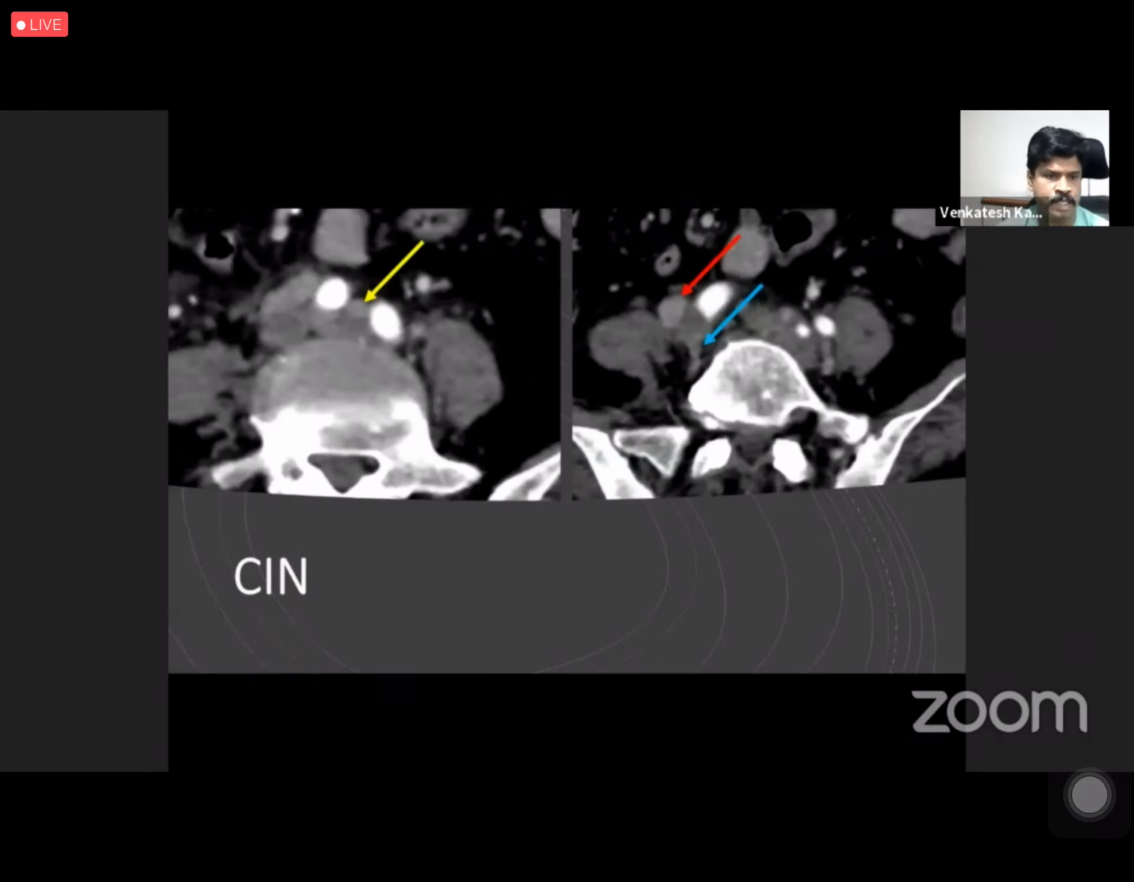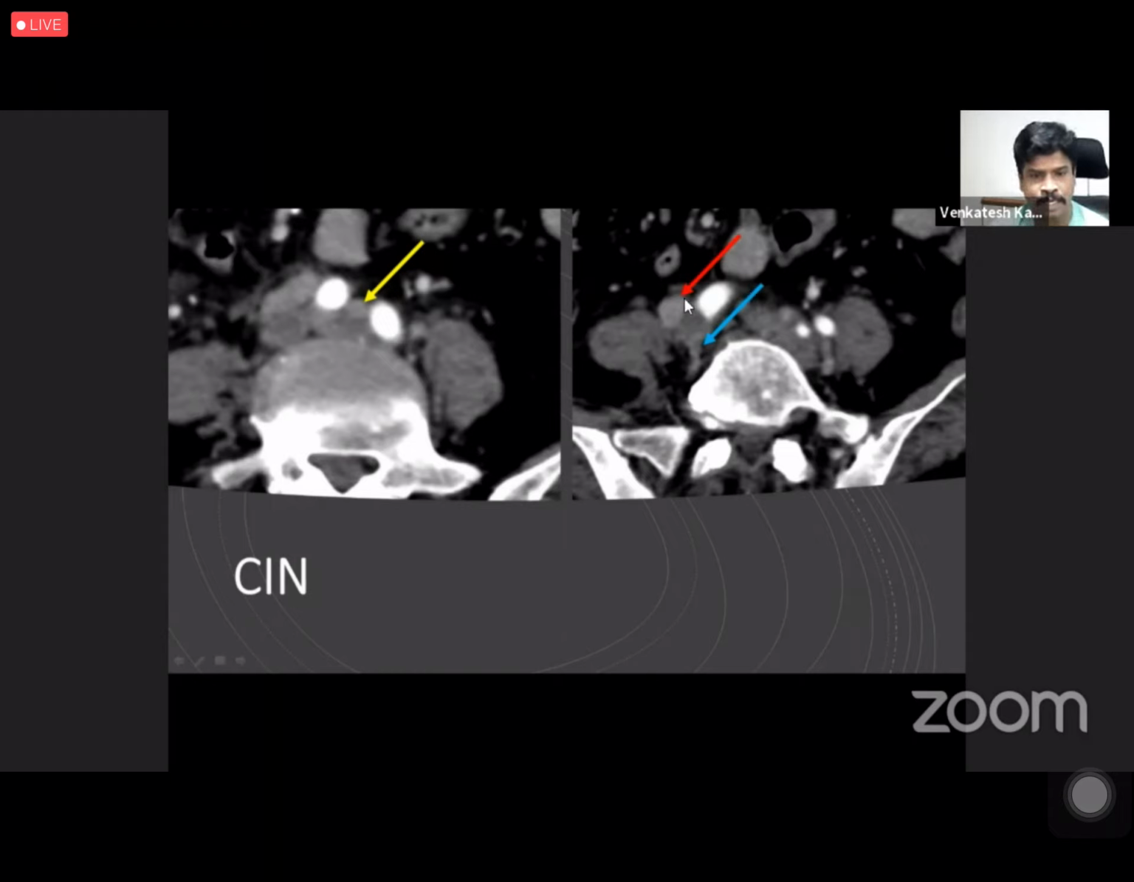So if you see in this example, this is just seen below the bifurcation in the triangular area between the common iliac arteries. So this forms the medial group of lymph nodes. And this is the lumbosacral fossa, where it is bounded laterally by the psoas, medially by the vertebra, posteriorly by the promontory, and anteriorly by the iliac vessels. So this comes under the middle group of the common iliac lymph nodes.